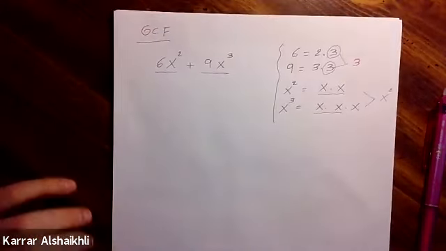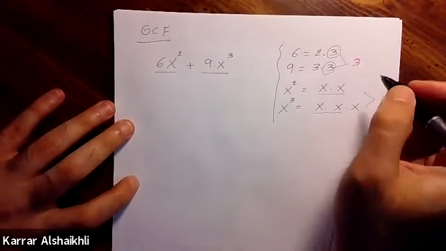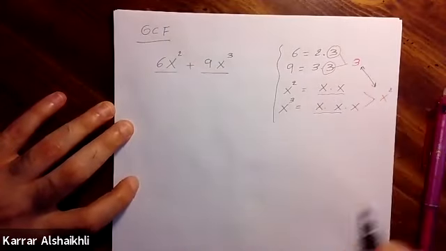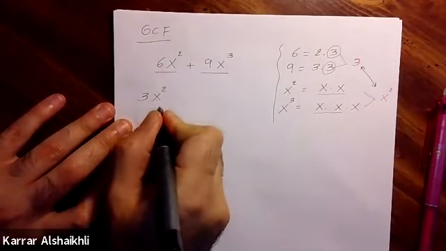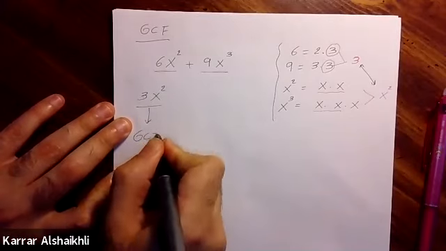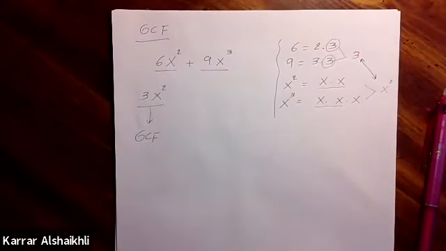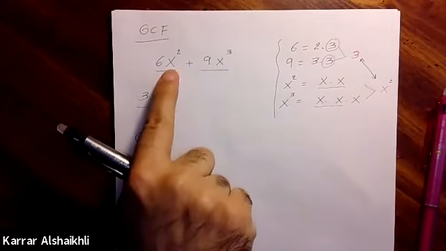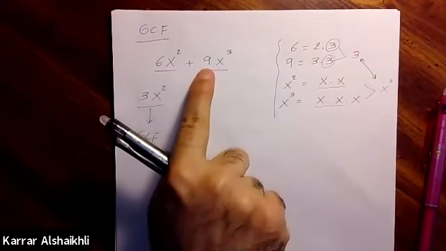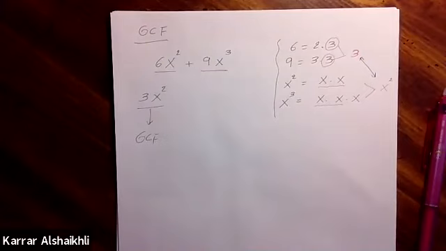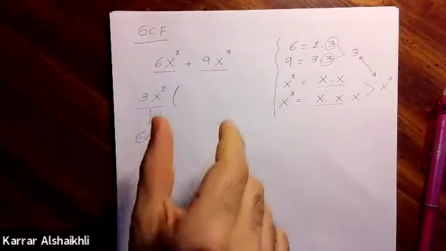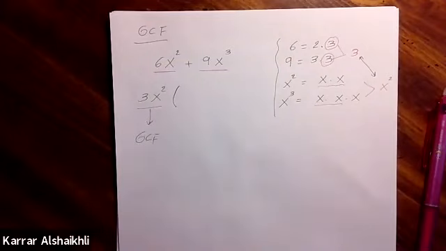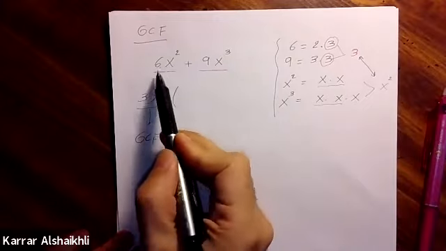Now, what I'm gonna do, I'm gonna write down 3x squared. This is the GCF, the GCF between 6x squared and 9x cubed. I'm going to open parentheses. Now, here inside the parentheses, we're going to write down what's leftover. So I'm going to start with the first term.